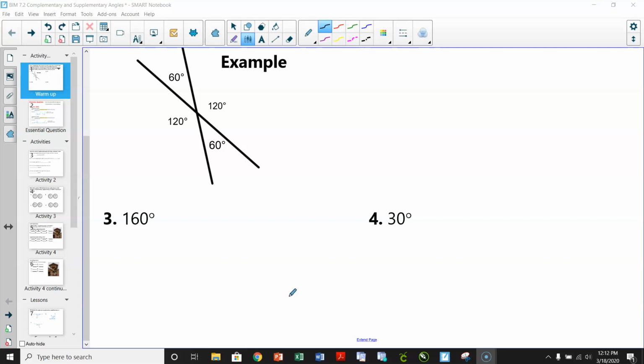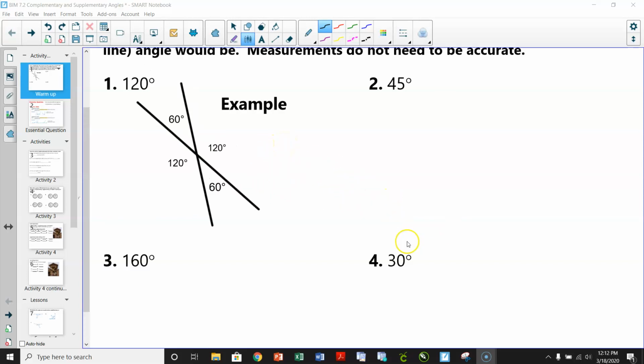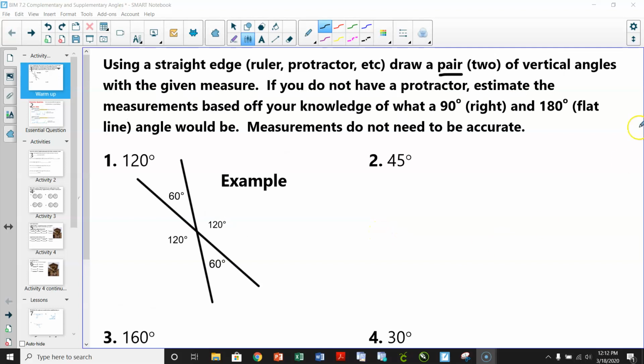Here we go again. Second lesson for 7.2, complementary and supplementary angles. Now, yesterday we talked about vertical angles, which are also known as opposite angles, and those are equal to each other, right? So vertical angles are equal to each other.